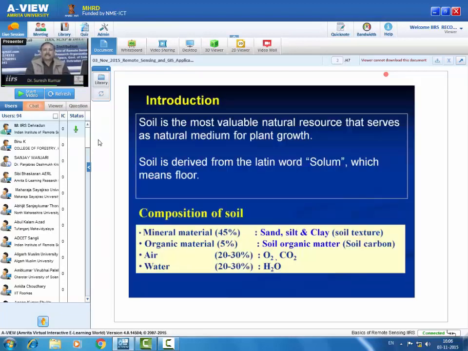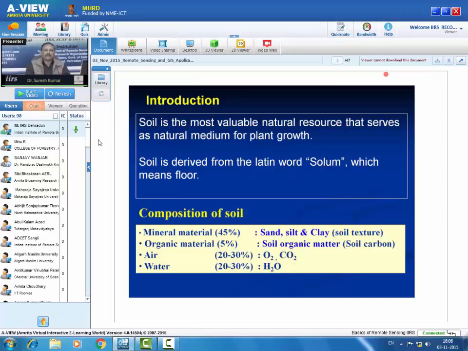What do we mean by soil? Soil is the most valuable natural resource that serves as a natural medium for plant growth. We all know soil is a Latin word, derived from the word solum, which means floor.